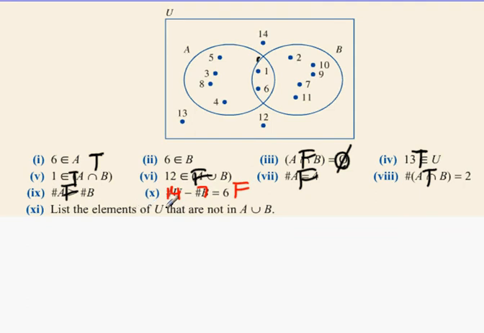List all the elements of U that are not in A union B. 12, 13 and 14. Okay guys.